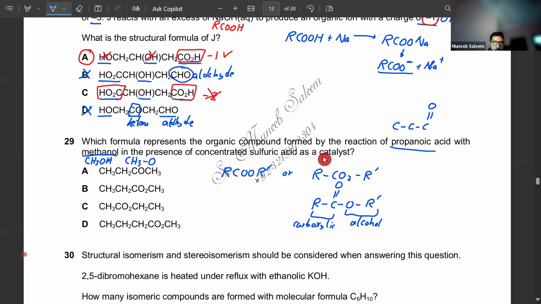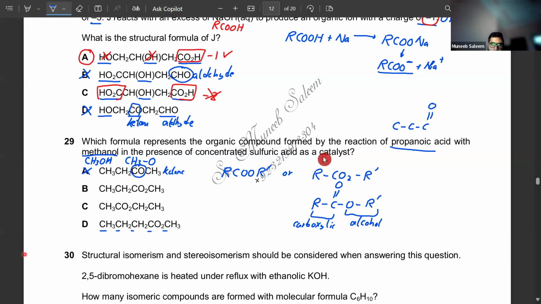Now in option A, we have only the CO group present here. That indicates a ketone group. So ketone is not our answer. It's not an ester, so A is incorrect. Option B says it has 5 carbon atoms.